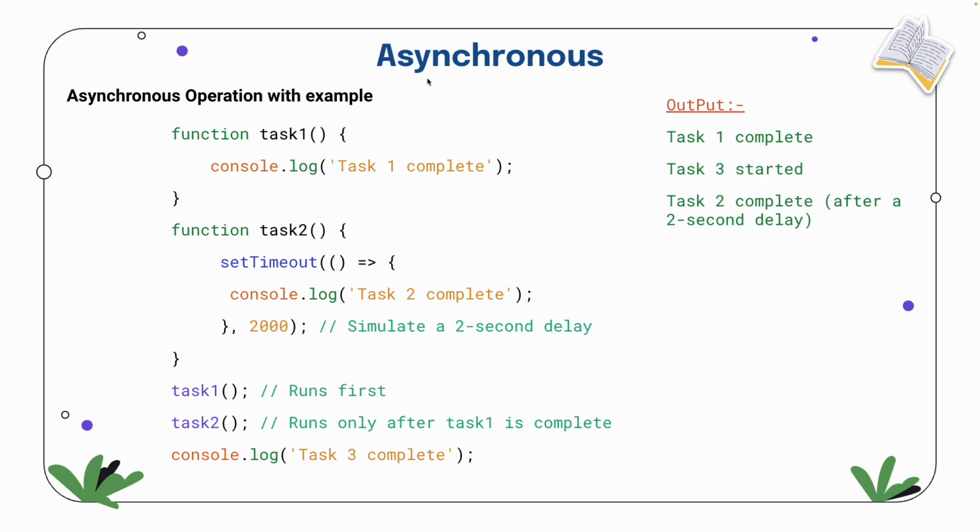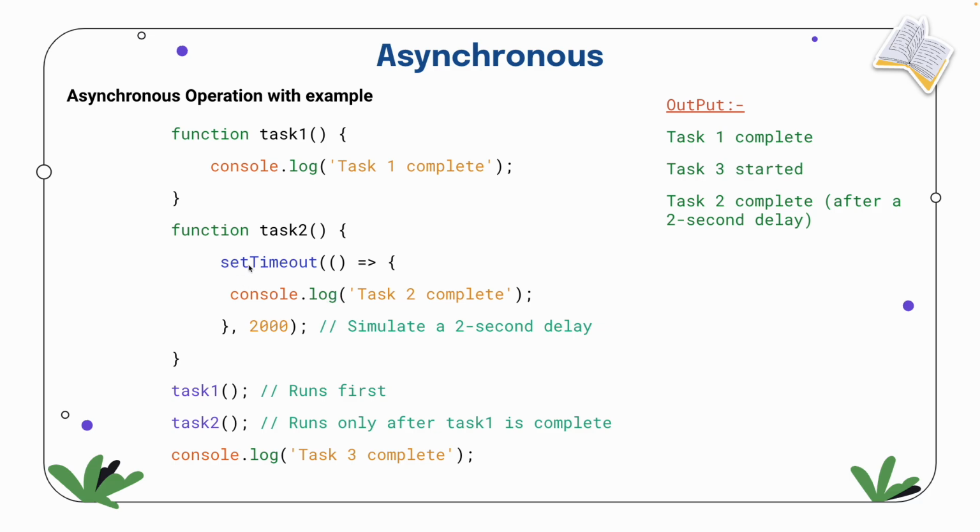Next, asynchronous. Task 1 is fine, but task 2 is taking lots of time to do, and in the meantime task 3 is also there. First task 1 gets executed, then task 2 takes 2 seconds. It won't wait; it directly comes to task 3. Task 3 completes, then after 2 seconds task 2 gets printed, because we made it wait. Simply, we have created some waiting time.